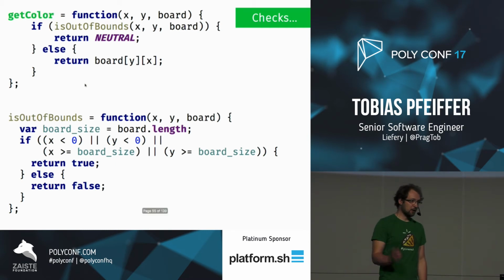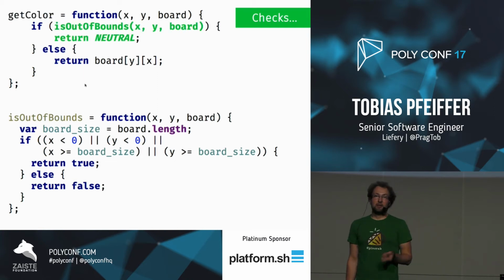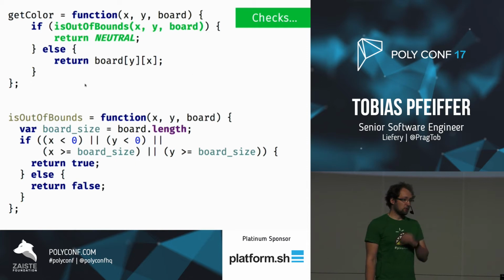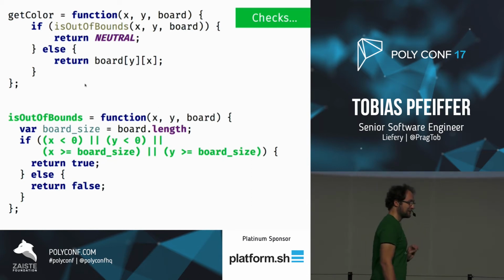So for instance, here's our getColor function. And every time we want to get the color of an XY position on the board, we have to check, is this out of bounds? And then return neutral. And the isOutOfBounds function is done here. By the way, this is code I wrote 4 years ago, so I just realized that that whole if is not necessary, and I'm sorry about that.